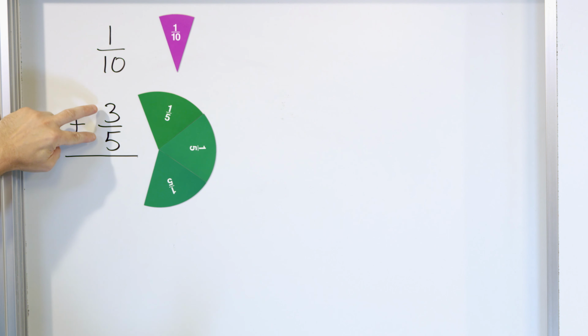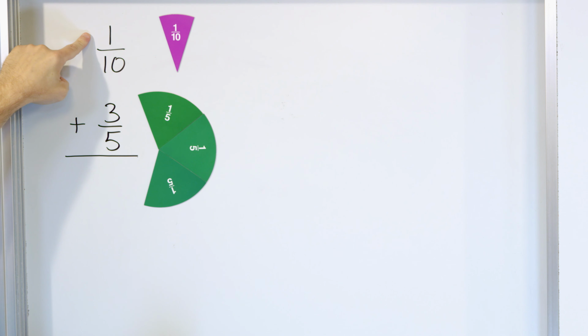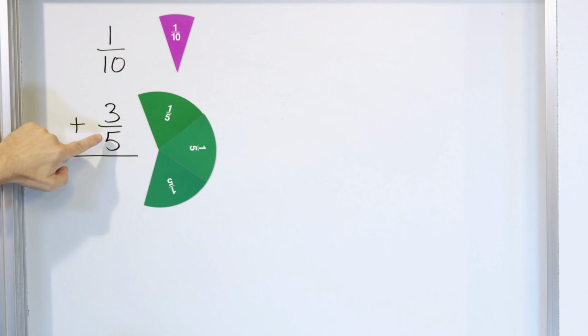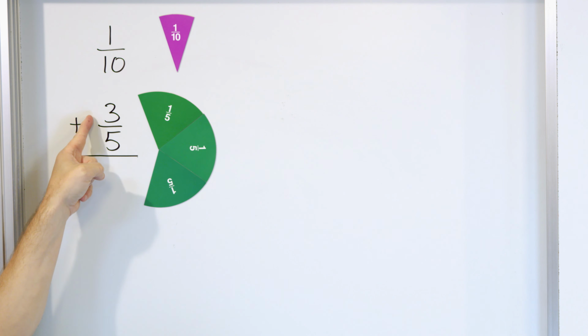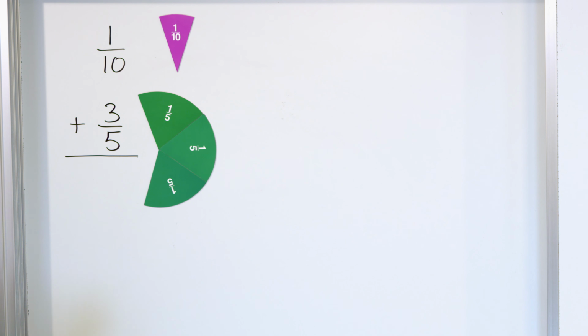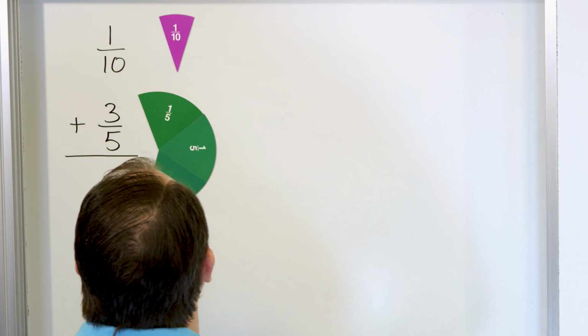Remember, I can multiply this fraction by anything I want as long as I do it to the top and the bottom. I could also multiply this fraction by anything I want as long as I do it to the top and the bottom. So since this is 5 and this is 10, all I have to do is multiply this fraction by 2. Multiply 2 on the top, 2 on the bottom. That will make a 10 on the bottom, and I already have a 10 here. So I'm going to find an equivalent fraction. I'm going to change this fraction by multiplying the top and the bottom.